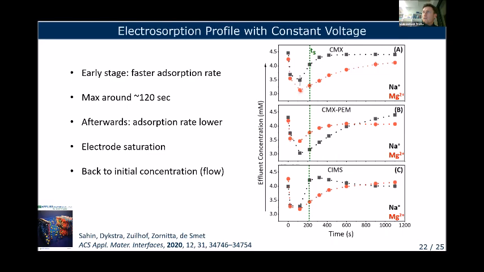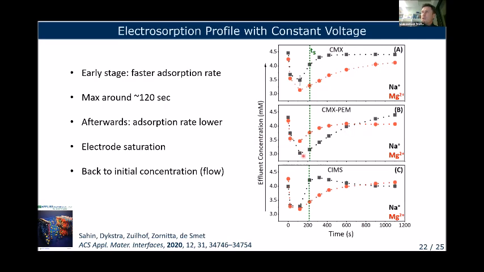There's a minimum here around 2 minutes in this particular experiment, and then it levels off again. That can be explained by two aspects related to the type of experiment. First of all, the electrode gets saturated, and secondly, because we have a continuous stream, the effluent goes back as a feed, closed system. Once the electrodes are saturated and you refresh the solution, then of course the effluent concentration is the one of the feed. So that's closing the circle, so to say.